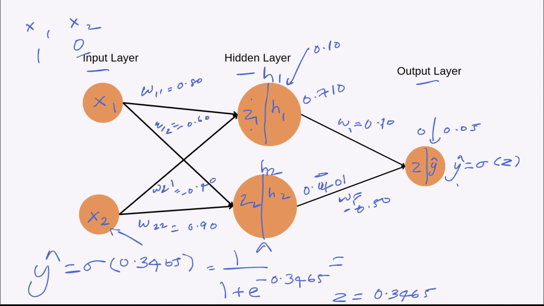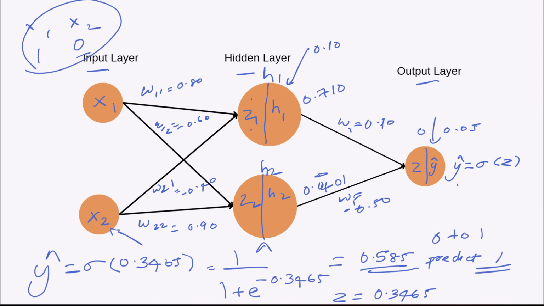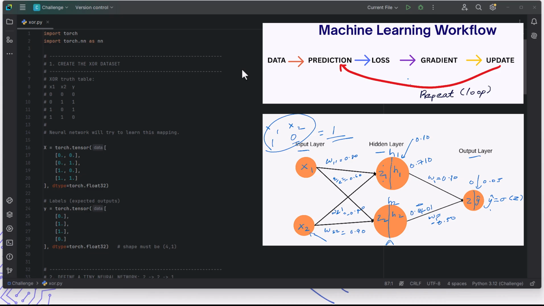The output of this is 0.585. Since your output is in the range between 0 and 1, anything greater than 0.5 is predicted as class 1. So here the output is predicted as class 1, and that is the output of XOR. If you pass 1 0 through an XOR, the output is 1.